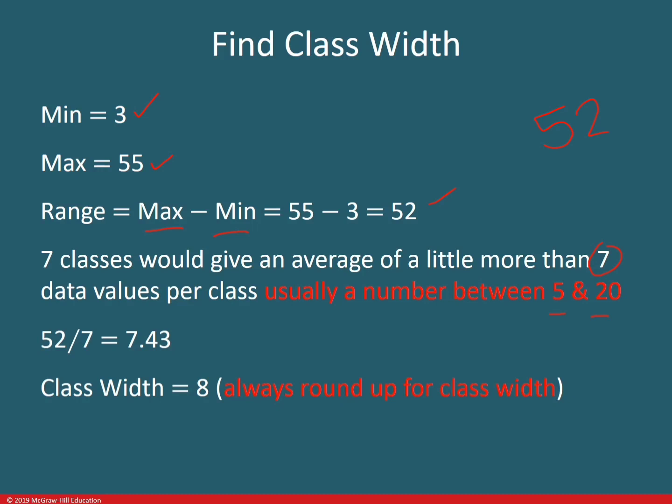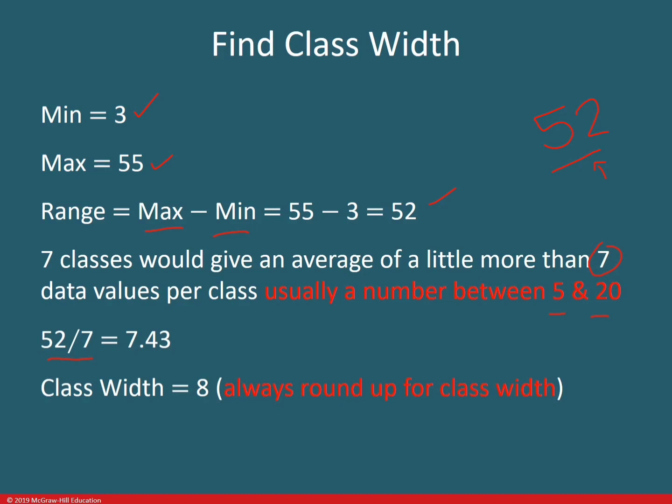So by dividing 52 by 7, I can divide my data into 7 classes, and I would have a 7.43 gap between each class. It'll make more sense once I get to the actual table. Obviously if 6 had divided evenly, then I would have used 6 on this one, to be honest, but it doesn't. So I used 7.